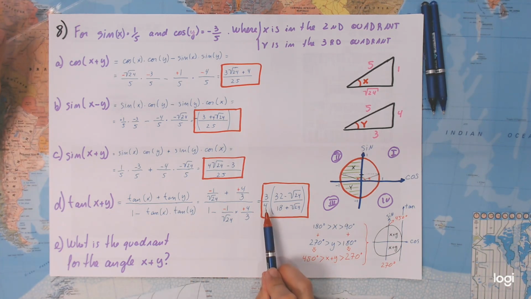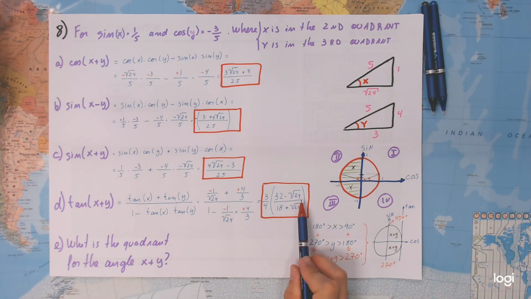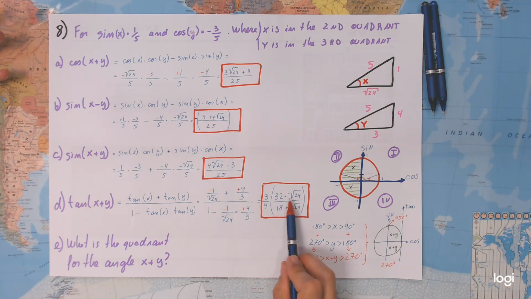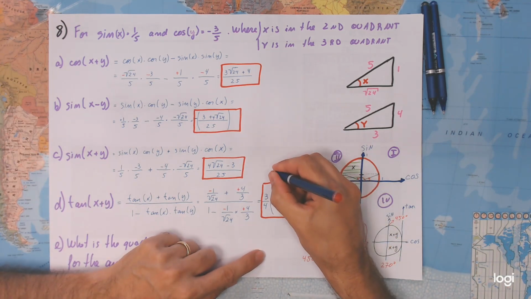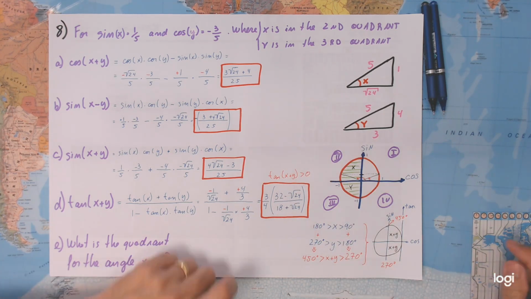3/4. This is positive. The denominator also positive. We don't know how much is square root of 24, but at least we know that it's something like what? 5 times 5, 25. 4 times 4, 16. It must be between 4 and 5. So 4 point something. Either way, it's less than 5. So 32 minus something less than 5, well, the numerator is also going to be positive. So we know that the tangent of x plus y is absolutely positive.